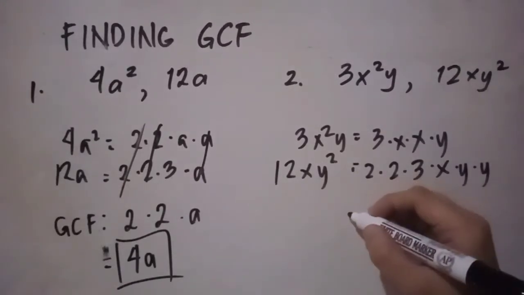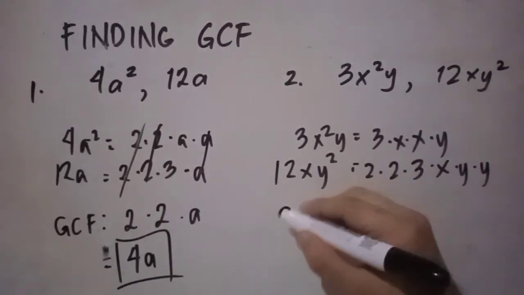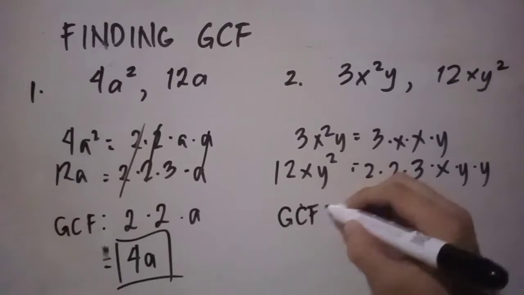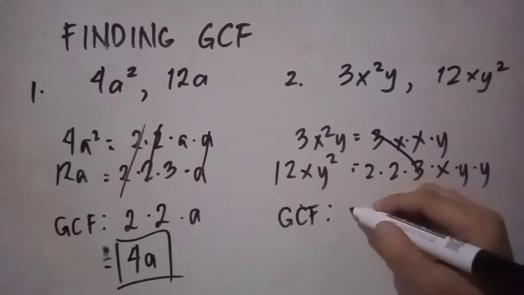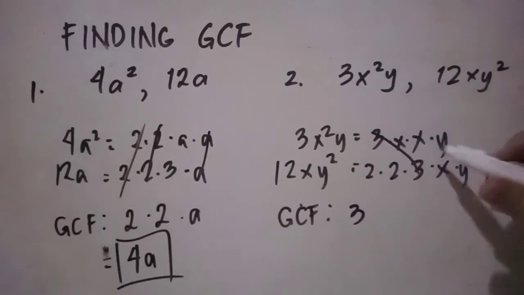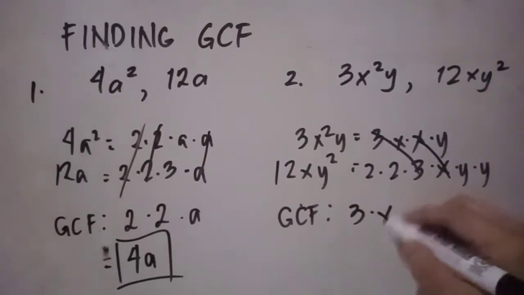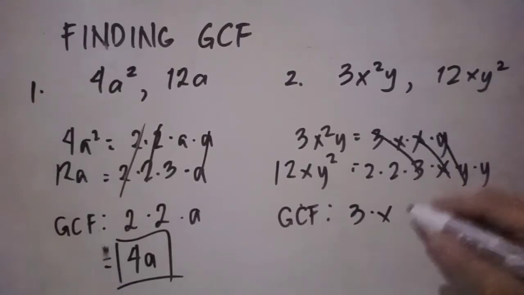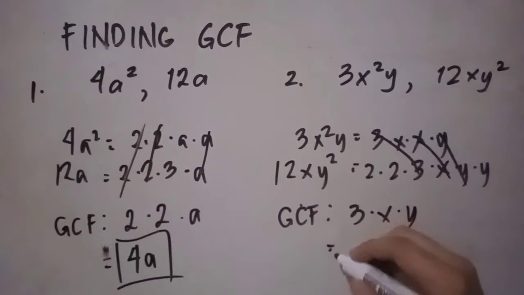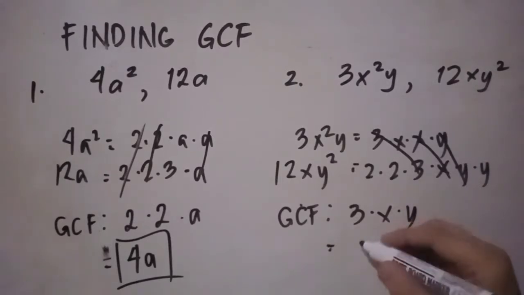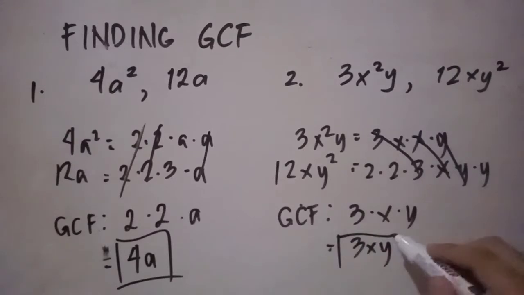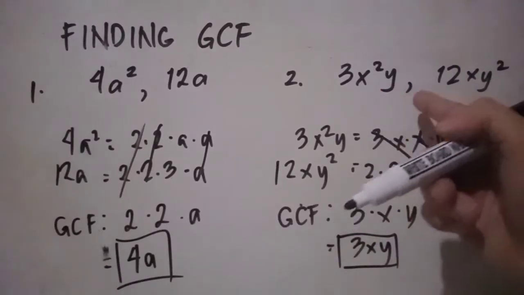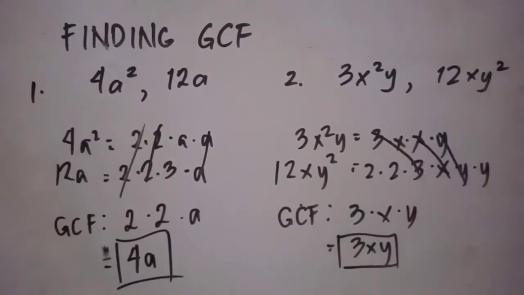Okay, and then kukunin natin yung common factors niya. So yun yung magiging GCF, ano. So meron tayong 3 and then isang x at saka isang y. So 3 times x times y, that is 3xy. At ito yung GCF ng 3x squared y and 12xy squared.